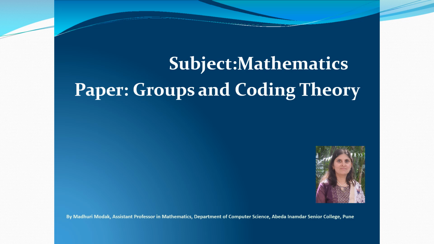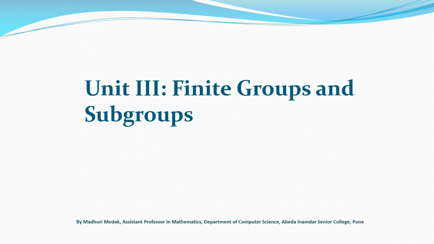Now, in the paper Groups and Coding Theory, we have seen first and second unit. First unit was introduction. In second unit, we have seen definition of group and some examples of finite and infinite groups. Now, we start with the third unit, that is finite groups and subgroups.